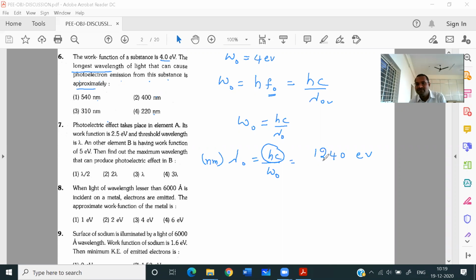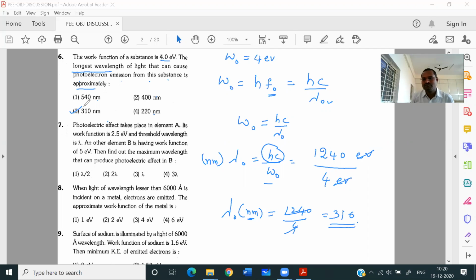Important point now. The work function given is 4 electron volt, right? Electron volt cancels. So you get lambda naught in nanometers equal to 1240 upon 4. Calculate: 4 ones are 4, 4 threes are 12, and there is a 0, so 310 nanometers. Students understood? Clear?